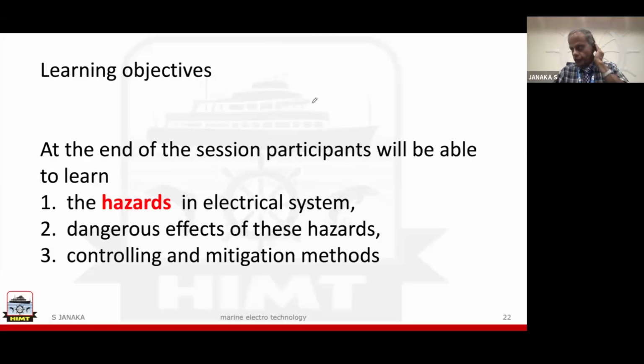The other three, fire, arc flash and arc blast, we will discuss in lecture number 5 because all three are interrelated. We will go to the lecture. So, our main learning objectives of this particular session are that the participant will be able to learn the hazards in electrical systems, the dangerous effects of these hazards, and controlling and mitigation methods.